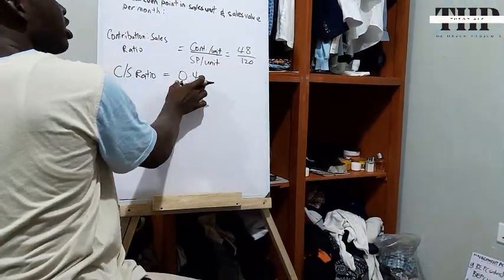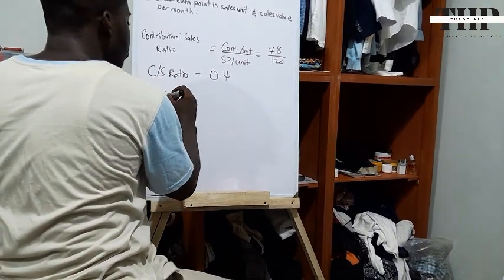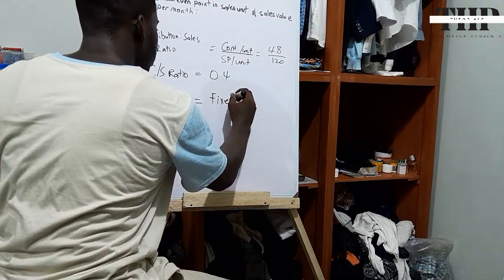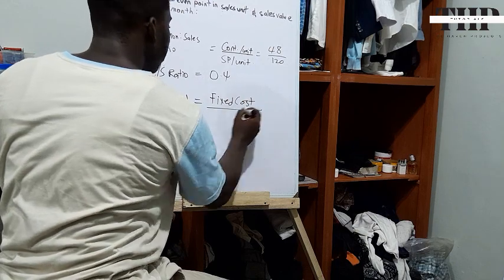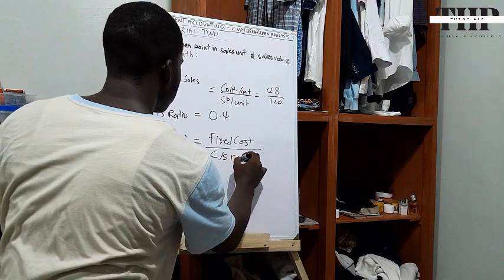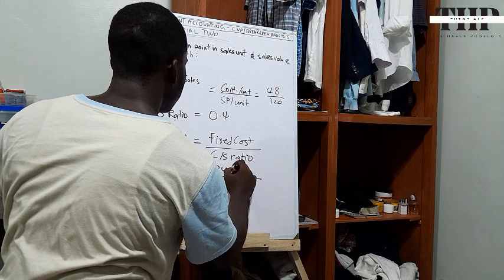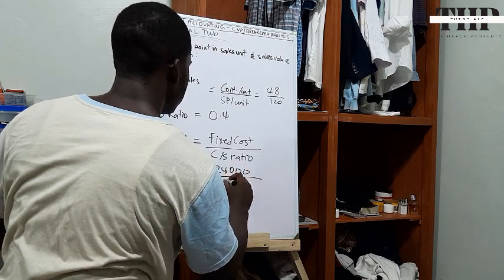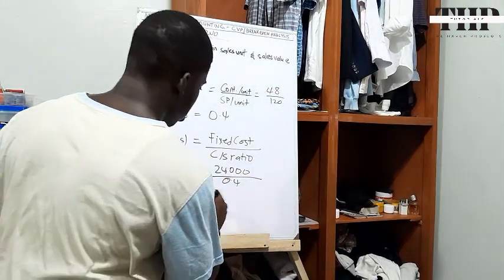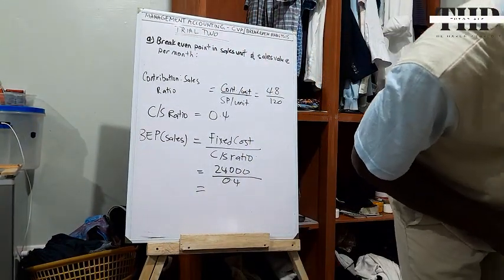So the formula for the break-even point in sales can be given by fixed cost divided by the CS ratio. That becomes 24,000 divided by 0.4, which is 60,000. We get the same 60,000.